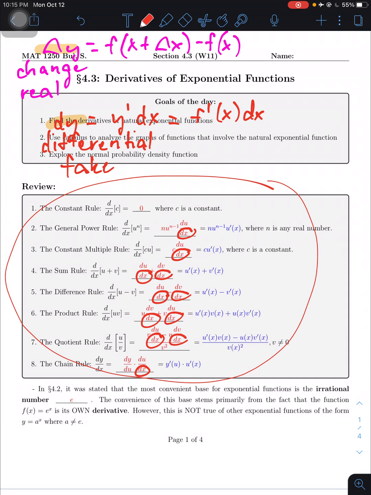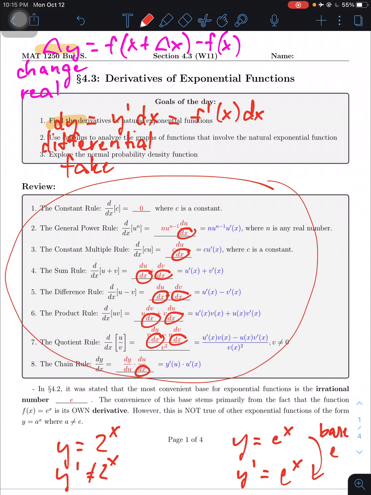However, this is not true of other exponential functions of the form y equals a to the x. Say you get something like y equals 2 to the x power. The derivative of y is not 2 to the x. But if you have y equal to e to the x, then the derivative of this function is indeed the same thing. So if you have base e, the derivative is the same. If the base is not e, the derivative is not the same.